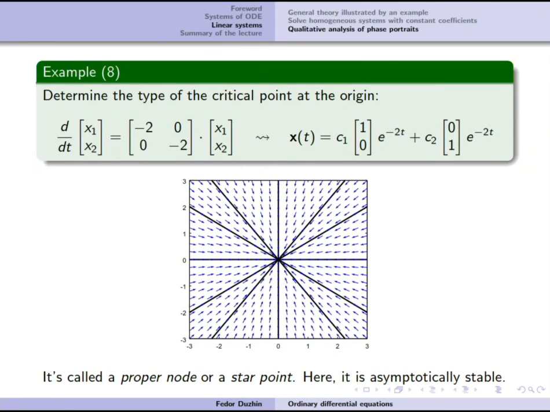All right, and finally, one more example. Here, we have two equal eigenvalues, minus 2, minus 2. But in this case, notice that the system of differential equations is just x1 prime equals minus 2x1, and x2 prime equals minus 2x2. It is trivial in the sense that they are not really a system, but rather individual equations, so you can solve them separately. If you plot the corresponding phase portrait, you will see that everything points towards the origin, and this is called a proper node or a star point. Here it is asymptotically stable, but if you replace minus 2 with a positive number, you would get an unstable proper node, or unstable star point.